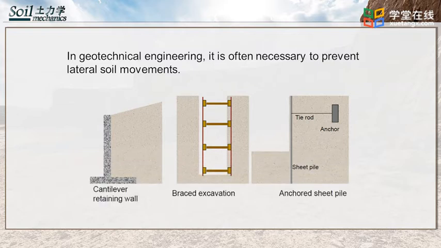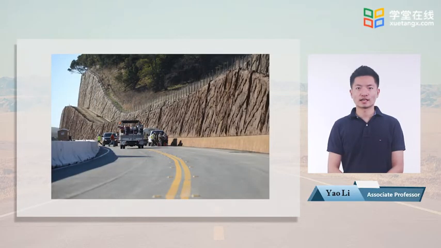Those figures show some of the methods used in engineering to prevent the lateral movement of soils, including retaining wall, braced excavation, and anchored sheet pile. The first figure shows a typical retaining wall that is usually used in highway projects located in mountain areas. It prevents the lateral movement of the soils and protects the highway.